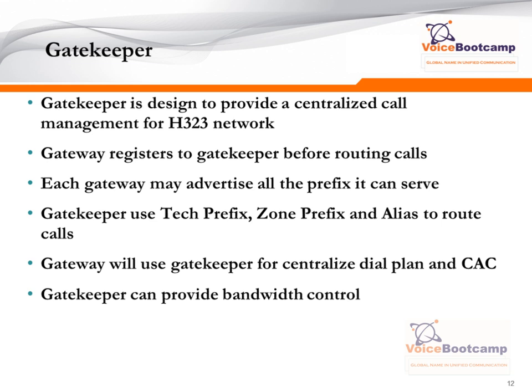Now, each gateway may have different capability. For example, some gateways with endpoints can register all the prefixes to the Gatekeeper. A gateway with an FXS port, dial peers connecting to an FXS port, or a gateway with ephone-dn can register all their DN numbers to the gatekeeper. T1 or E1 port dial peers will not be registered to the gatekeeper because they are variable length and they are trunk lines. Gatekeeper uses tech-prefix, zone prefix, and alias commands to route calls.